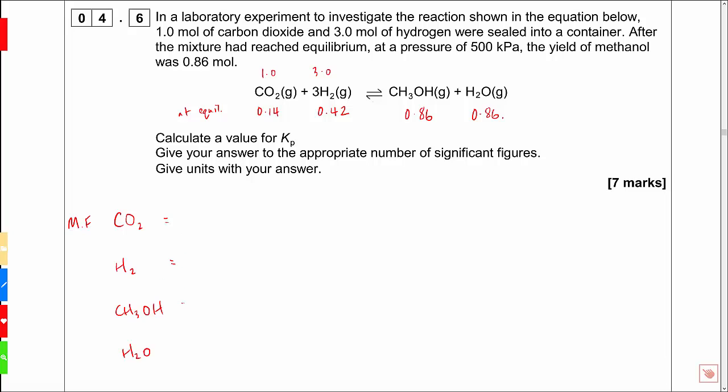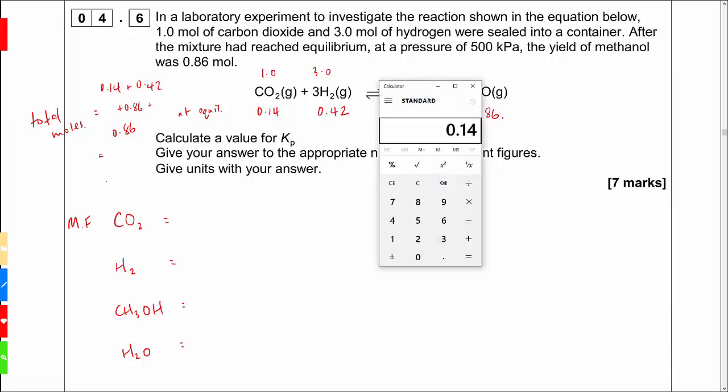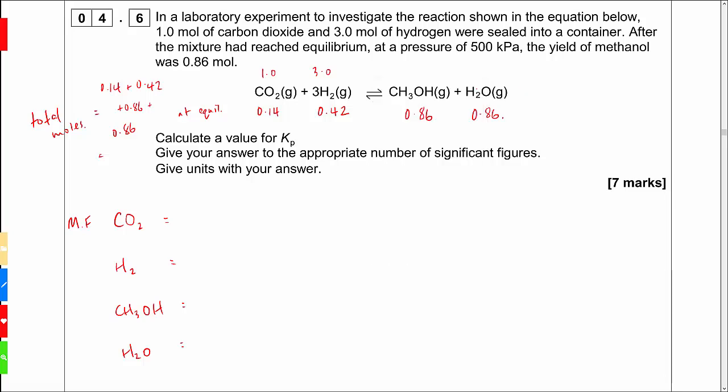Now what's quite handy is that we have our molar values here, so if we can work out total moles, then we can use that again and again. That total moles is going to be 0.14, add 0.42, add 0.86, add 0.86, which is going to come to, using again a calculator because maths has gone, Christmas has eaten my brain, 2.28 moles in total. So we have 2.28 moles in total at equilibrium.